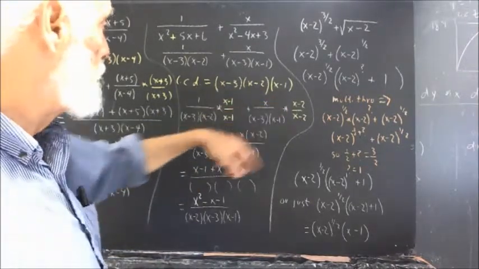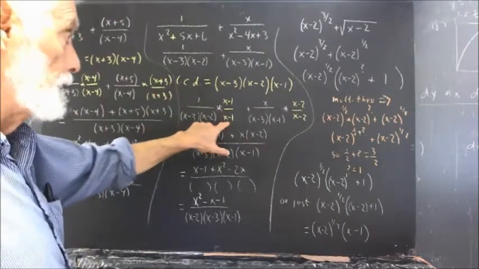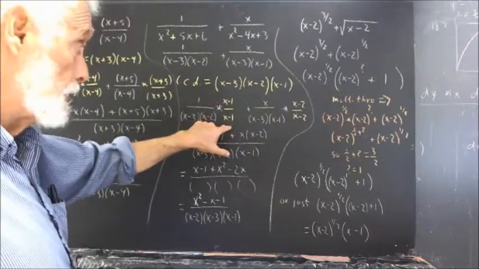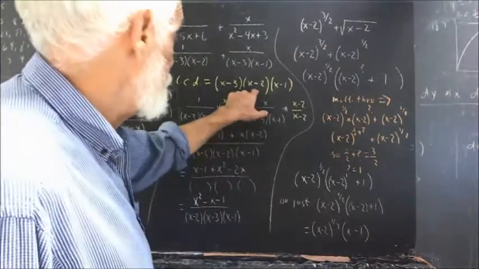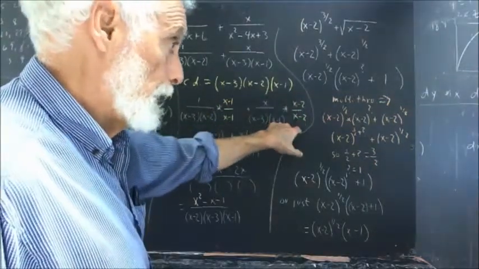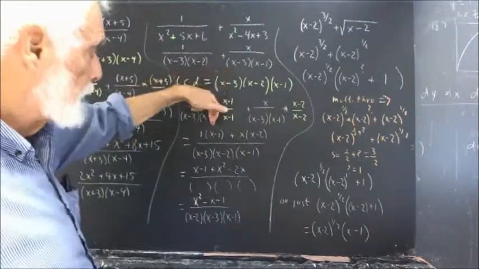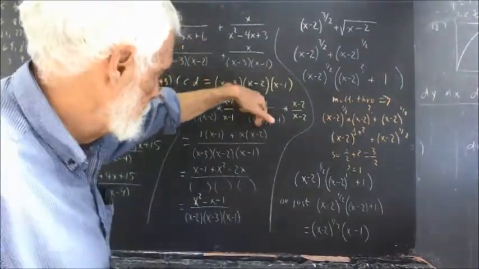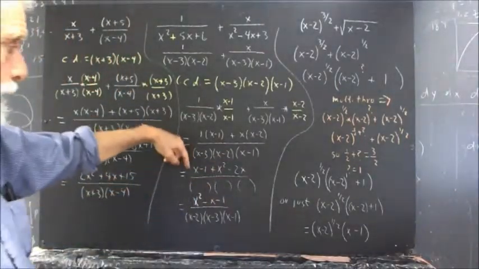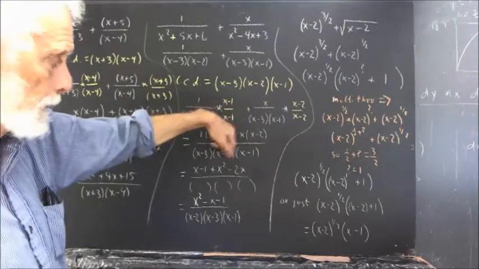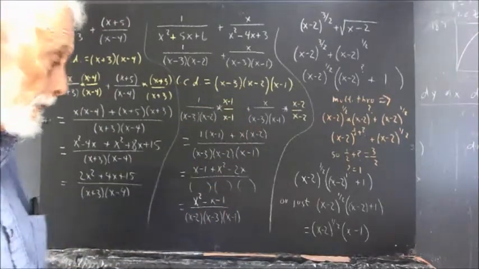To get our common denominator, we have to multiply this first term by, well, the denominator has to have an x minus 1 in it, so we're going to multiply by x minus 1 over x minus 1. Here, the x minus 2 is missing, so we're going to multiply by x minus 2 over x minus 2. And then we have 1 times x minus 1 and x times x minus 2 over the common denominator. And we expand. We get x minus 1, and here we get x squared minus 2x. Collecting terms, we get x squared minus x minus 1.